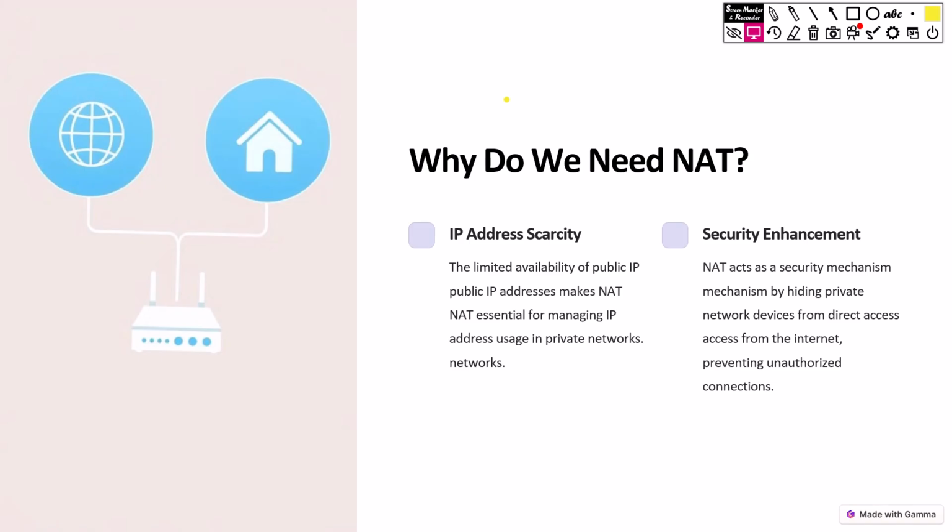Security and privacy. With NAT, devices in your local network use private IP addresses that aren't directly exposed to the internet. This adds an extra layer of security, making it harder for attackers to target individual devices in your network. For example, imagine a house with multiple rooms. Each room has a person with a private phone number. The house has a single public phone number. If someone calls the house, the receptionist can route the call to the correct room, keeping the personal numbers private.